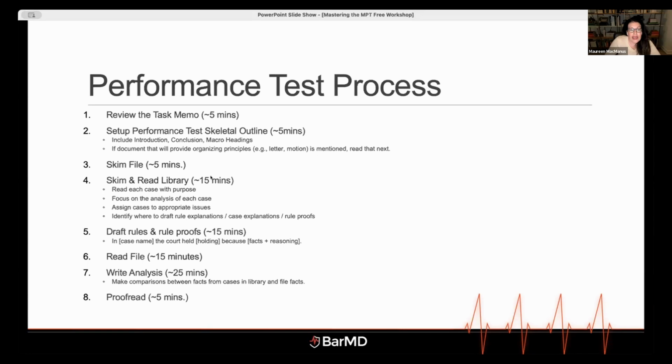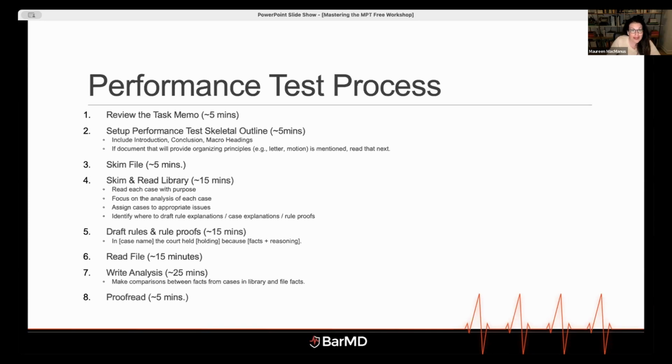All right, so then after you skim the file, I want you to skim and read the library. We're going to do this a little bit this evening. This is a really important skill to be able to do this within the time structure here, about 15 minutes, to read each case with a purpose, understand what you're using the case for, focus on the analysis of each case, because when you focus on the analysis of the case, you will understand our case better. Because when you focus on the analysis, you will have facts of a similar nature in our case as we do in the cases in the library.